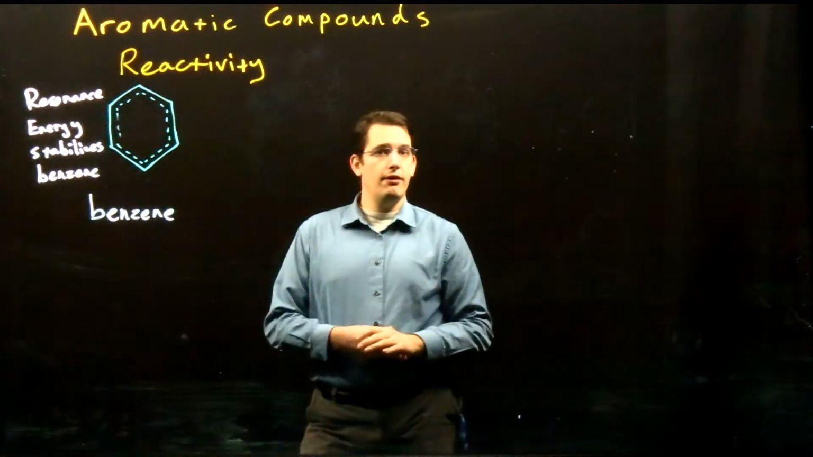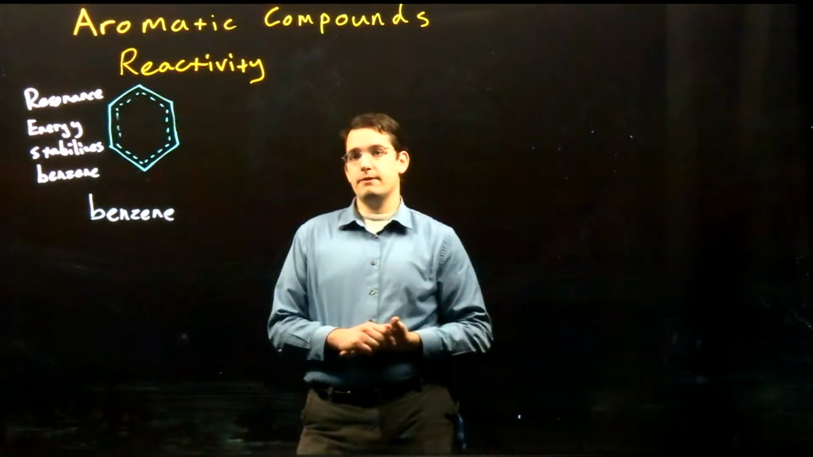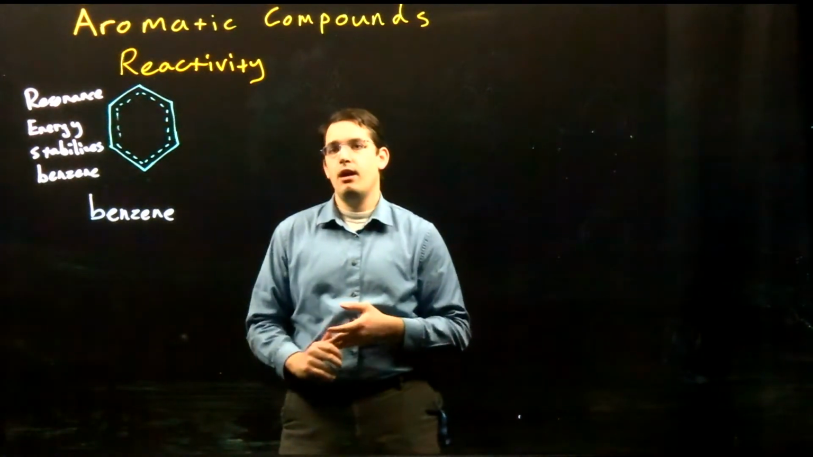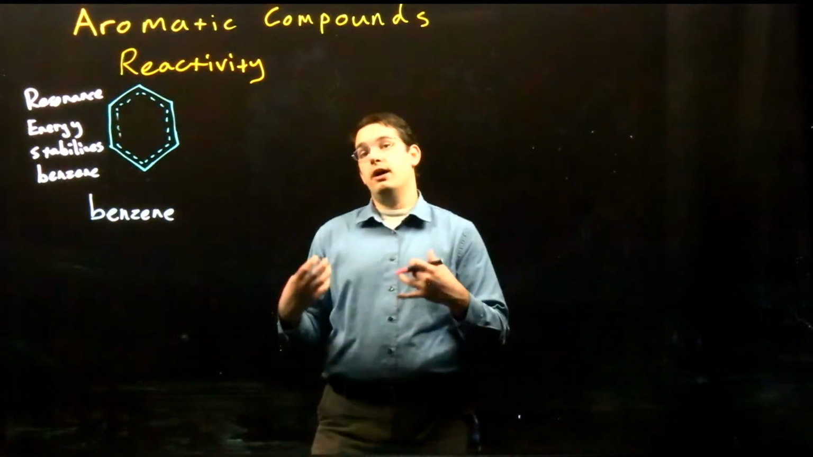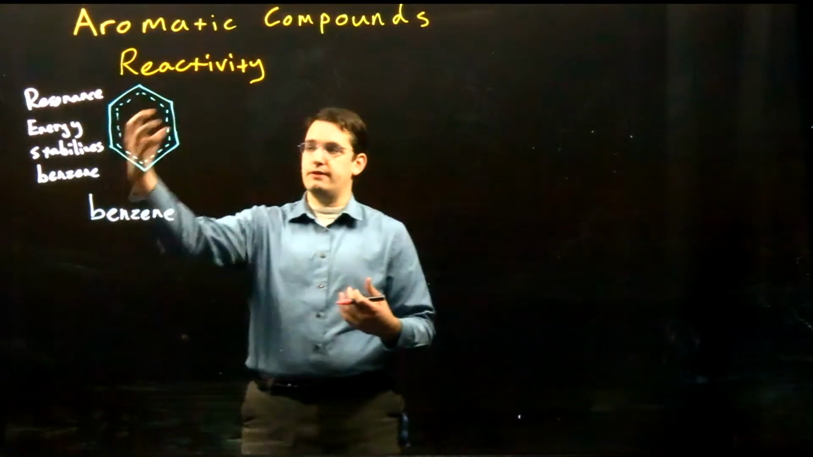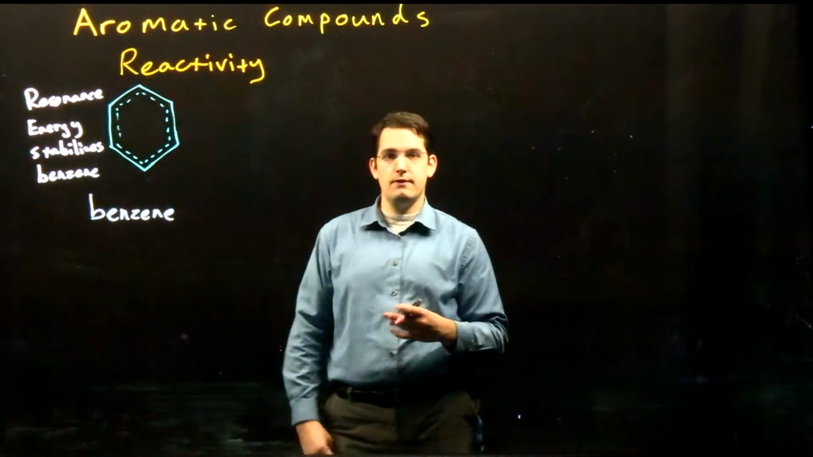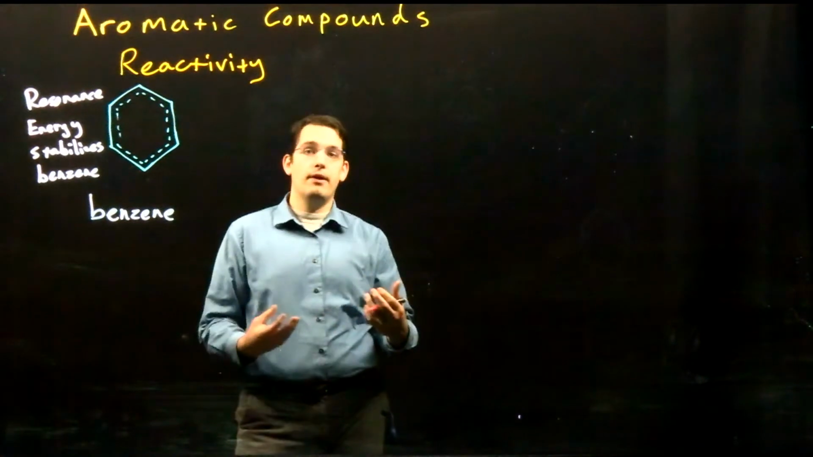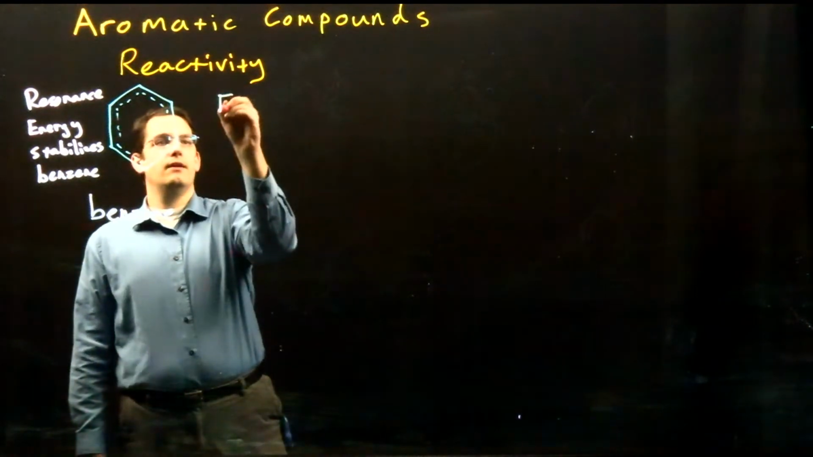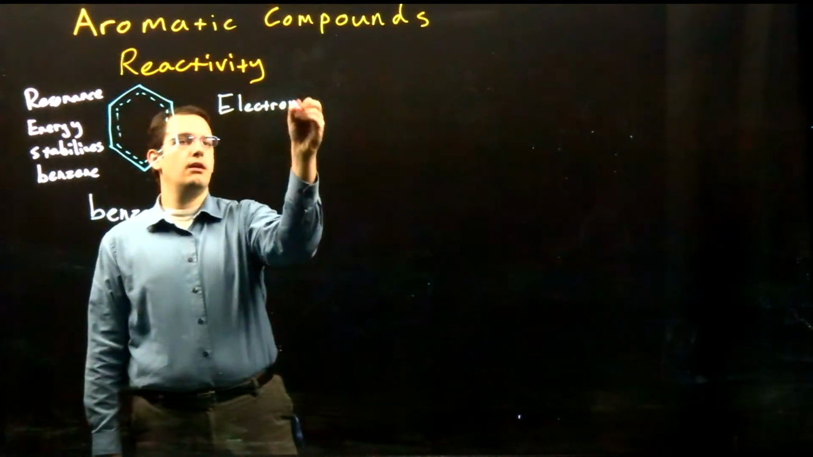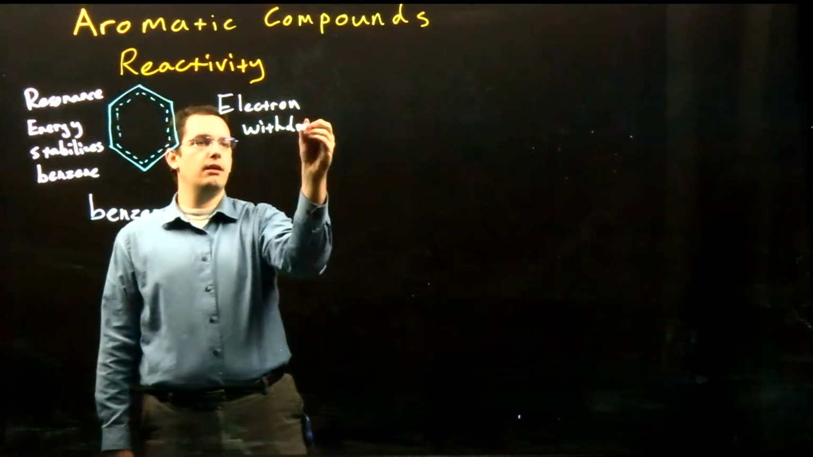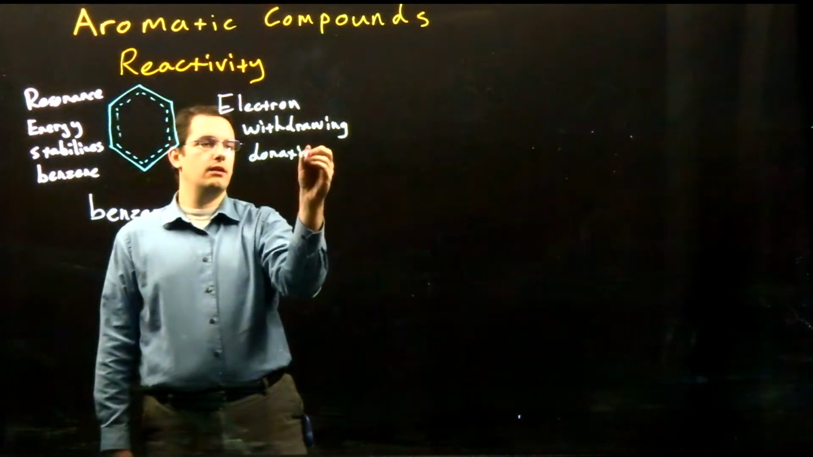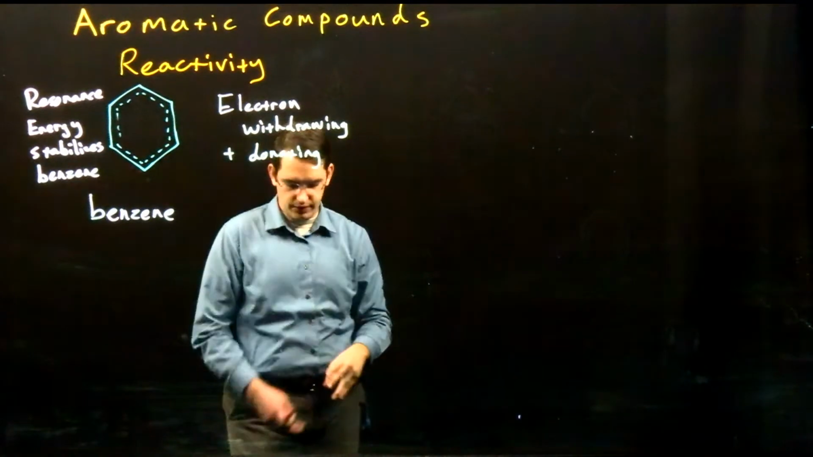So how does this conjugation affect the reactivity of our aromatic compounds? Since we have all of these electrons sitting in this pi bonding system, our ring can act as both an electron withdrawing group, right? You can take extra electrons and share them within that cloud of pi electrons, or it can act as an electron donating group. So it can take some of those excess electrons and donate them out to compounds that might need those electrons. So it's both electron withdrawing and donating, depending on the specific scenario that we're looking at. It can use those pi electrons to stabilize both kinds of reactions.